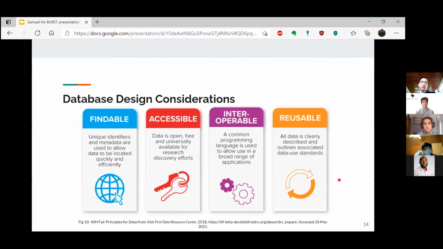And as mentioned earlier, one of our primary goals was falling under the NIH FAIR principles. F referring to findable, such that the entries would be able to be located quickly and efficiently. A, accessible, that the data would be open, free, and universally available. I, interoperable, such that there would be a common programming language for broad applications, in this case, SQL, which we just got from exporting our Excel to the SQL. And then reusable, namely that the data could be clearly described for others to use in the future.